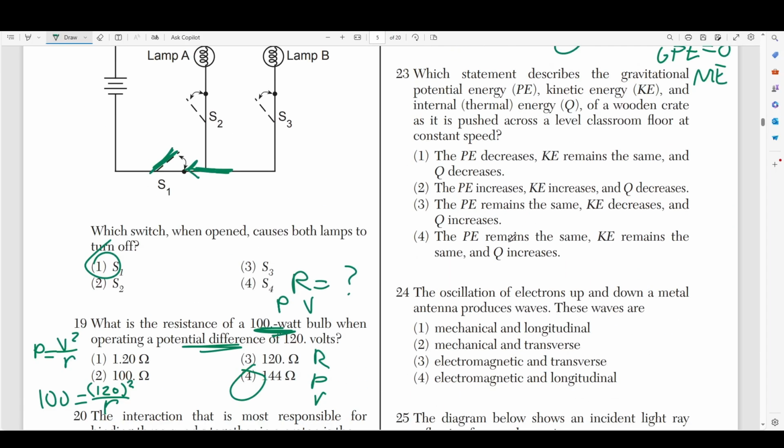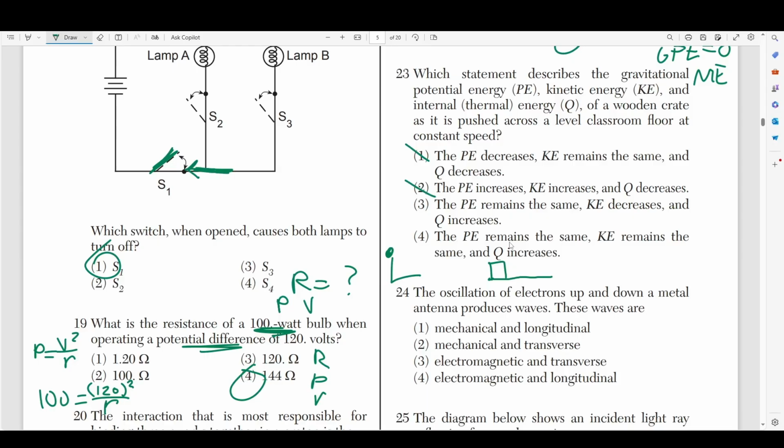Number 23 says, which statement describes the gravitational potential energy P, kinetic energy K, and internal or thermal energy Q of a wooden crate as it is pushed across a level classroom floor at a constant speed? Well, think about what we just said. Gravitational potential energy occurs when you have height. But here, you don't have height, you're on the floor. Right? There's nothing for you to drop by. So your gravitational potential energy is always going to stay the same, right? So your PE is going to remain the same.